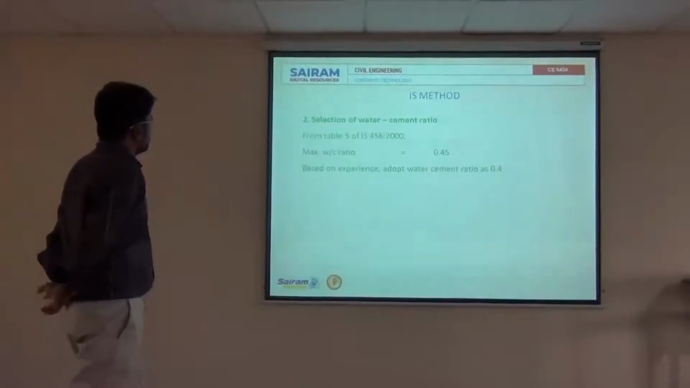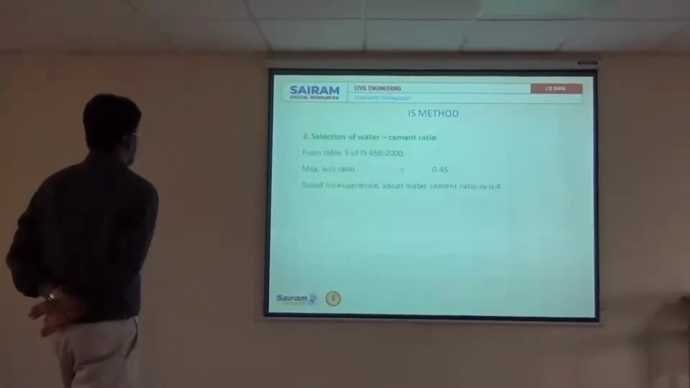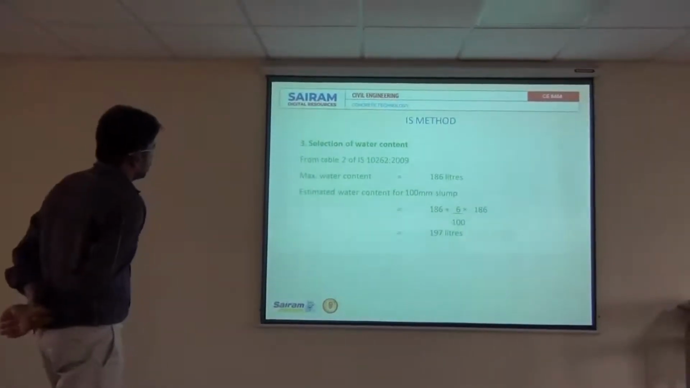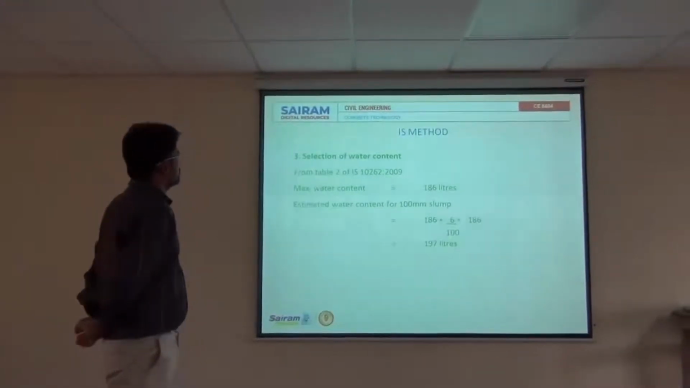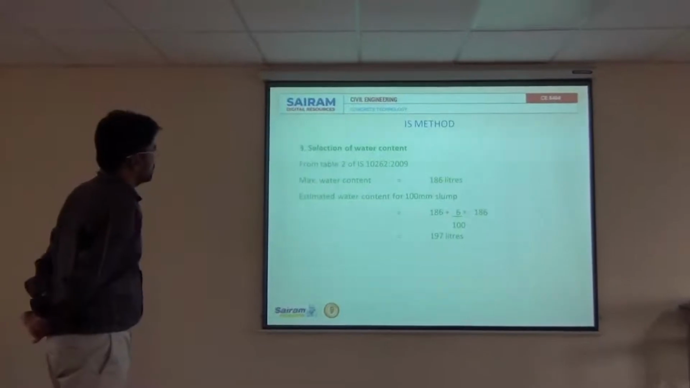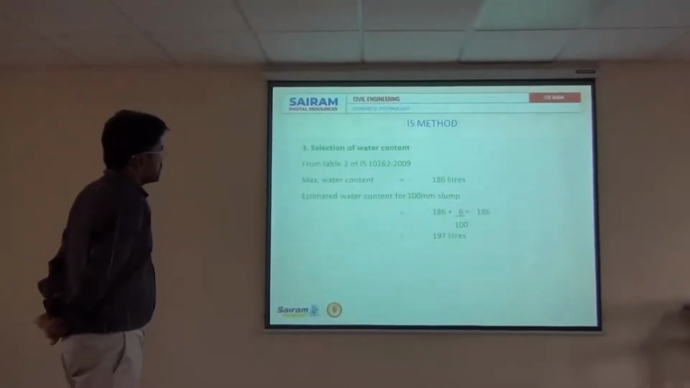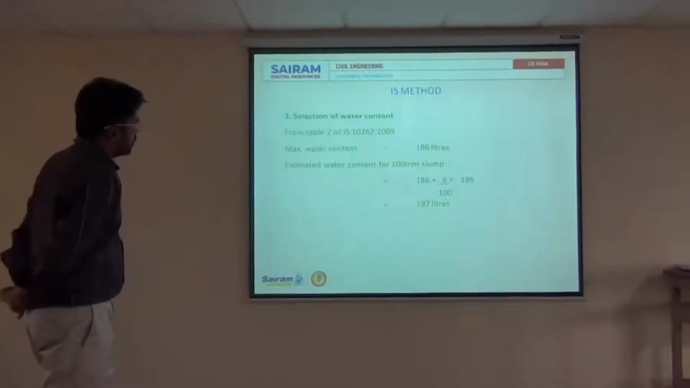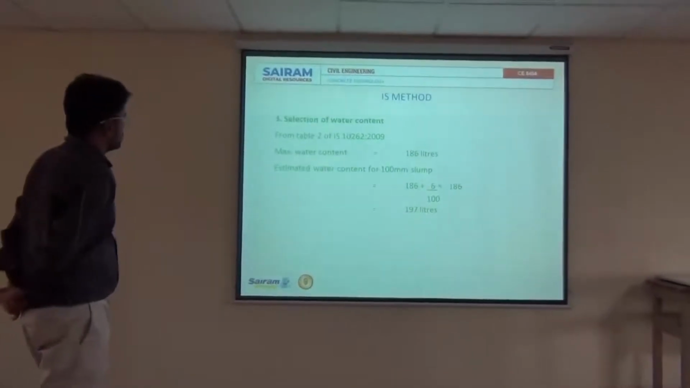Water cement ratio, the same step. Then selection of water content from table 2 of IS 10262 2009. Maximum water content, the code book gives as 186 liter. For 100 mm slump, you have to follow the same step. You have to increase by 6%. You get 197 liters.